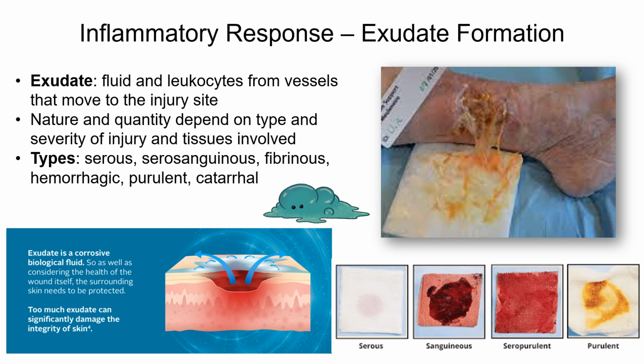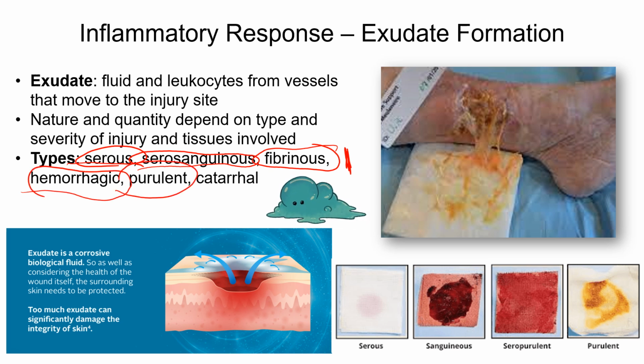Okay, we have serous, which could be clear or have a yellowish tinge, and it's thin. We have serosanguinous, which is pink or diluted red. We have fibrinous, which is yellow-whitish and has fibrinous strands in it. We have hemorrhagic, also known as sanguinous, which is very red. Purulent indicates infection, and it's yellow, green, white, and thick.